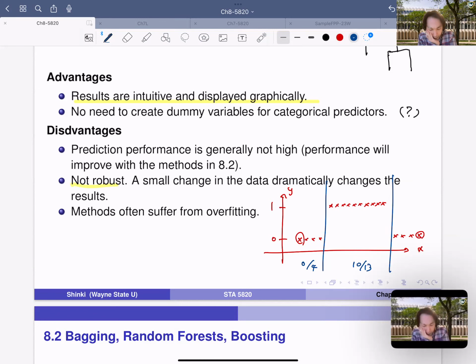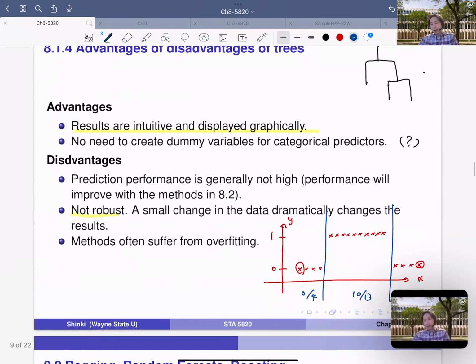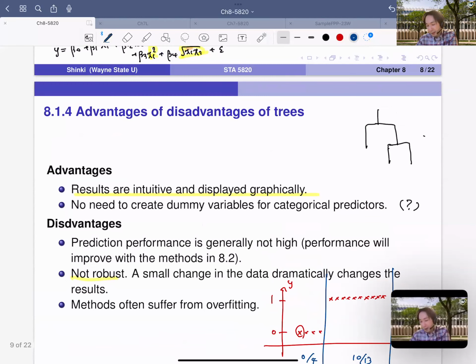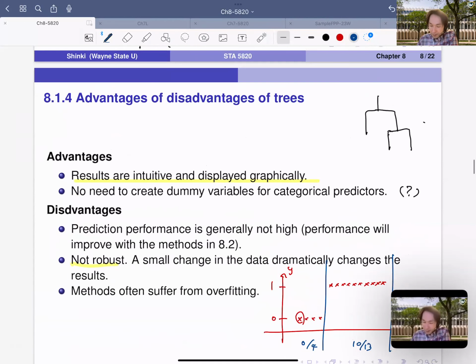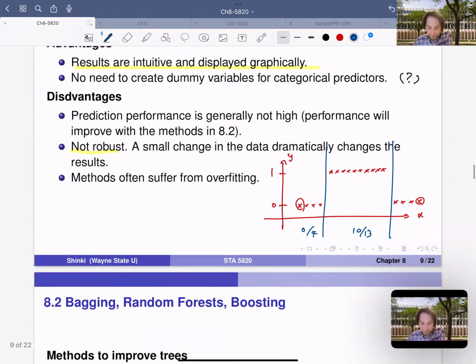So not robust. And another thing, the methods often suffer from overfitting. Of course, if we have 100 observations and we split this 50 times, then usually it's overfit. So this is a pretty ad hoc method. We just split the data into two based on the training performance, so it can easily overfit the situation.